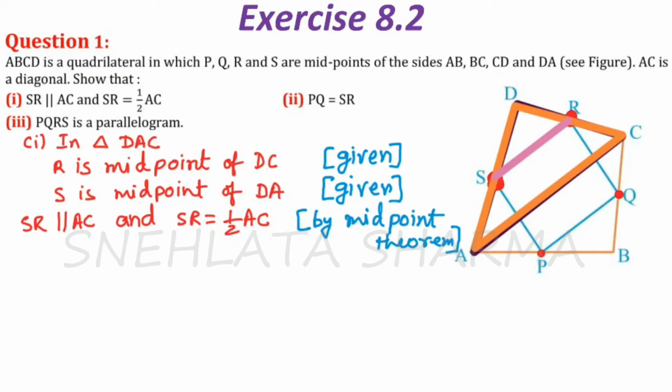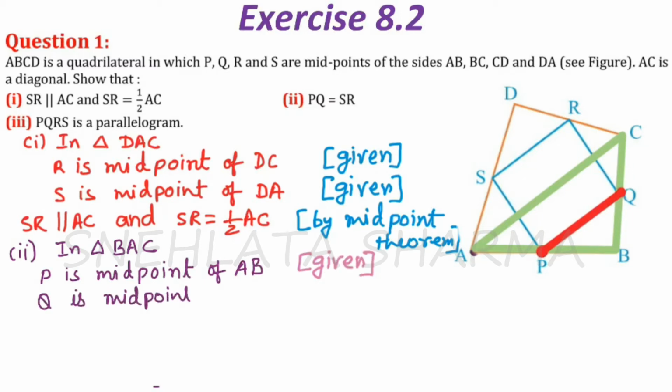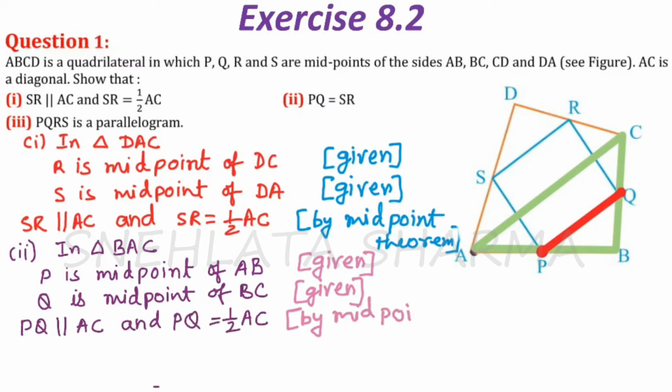Now we will consider triangle ABC. So in triangle BAC, figure में देखिए, this is triangle BAC. In this triangle we have P midpoint of AB and Q midpoint of BC. Thus by midpoint theorem we can say that PQ is parallel to AC and PQ is half of AC. Let us write P is midpoint of AB, this is given. Q is midpoint of BC, this is also given. Thus, PQ is parallel to AC and PQ is equal to half of AC by midpoint theorem.